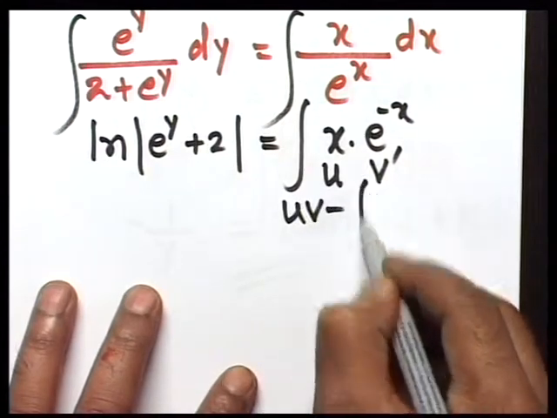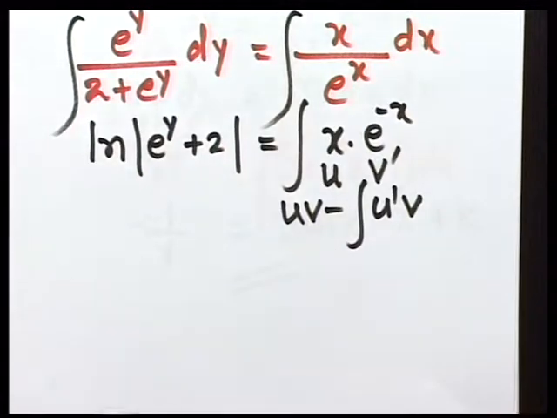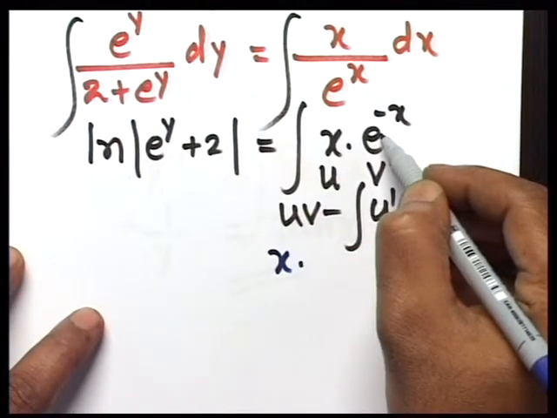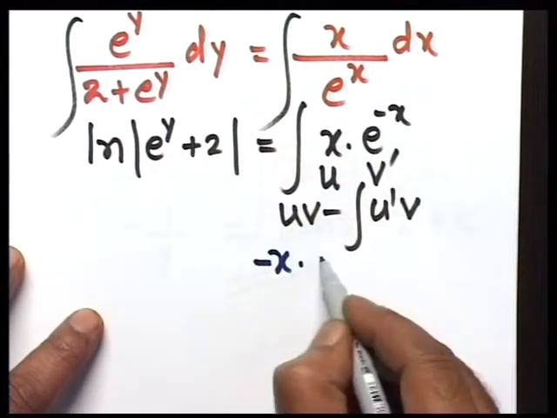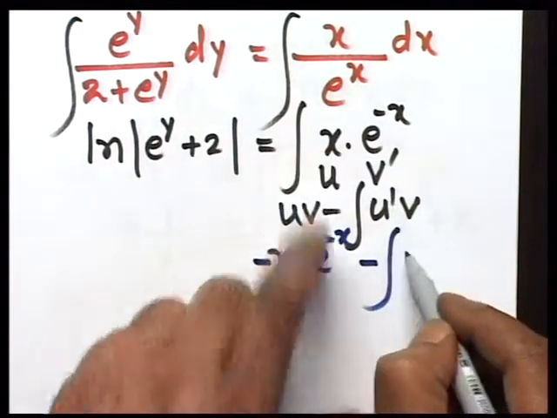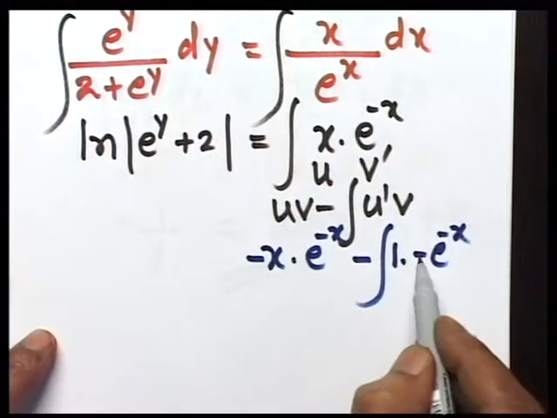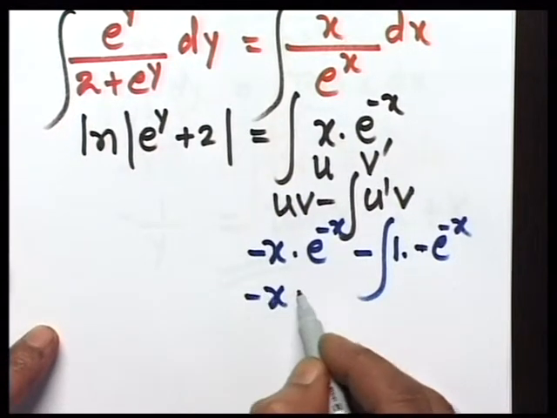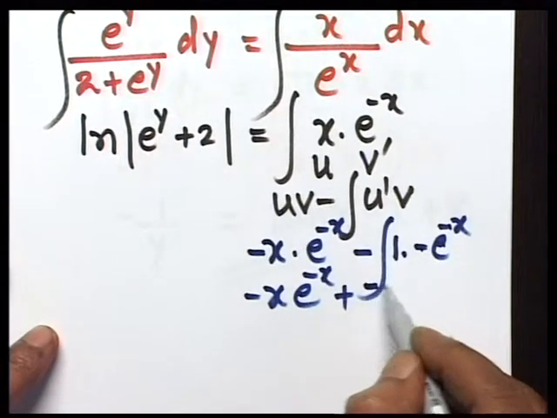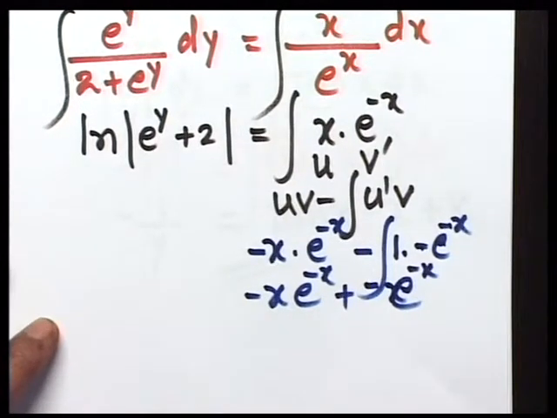You all know these methods. uv minus integrate u dash v. That's what I have. So u is x and v is the integration of that. So it's a minus e to the minus x. Done. Minus integrate u dash, which is actually 1, times v, which is minus e to the minus x. So we can take the minus and make it a plus. x e to the minus x plus integration of e to the minus x is again minus e to the minus x, correct?